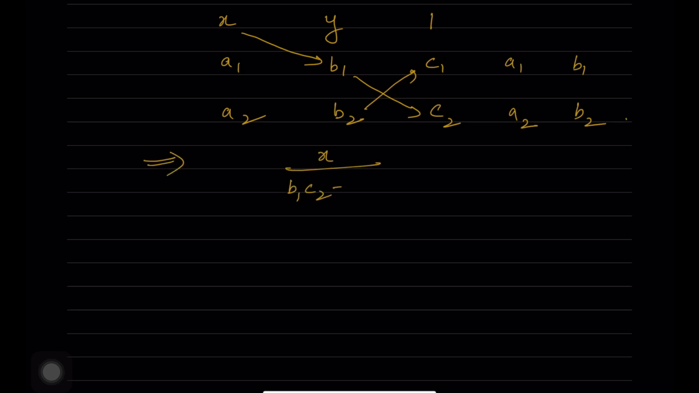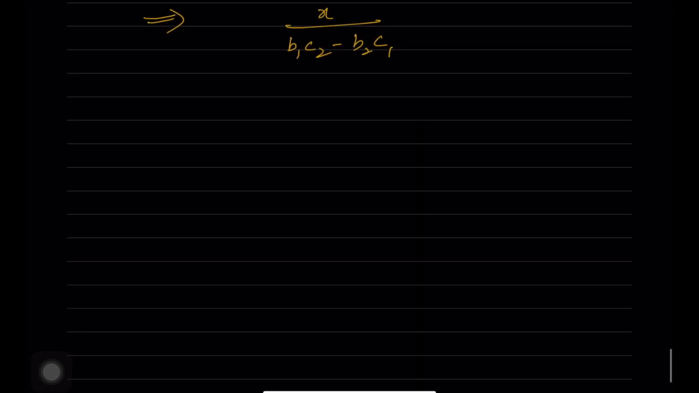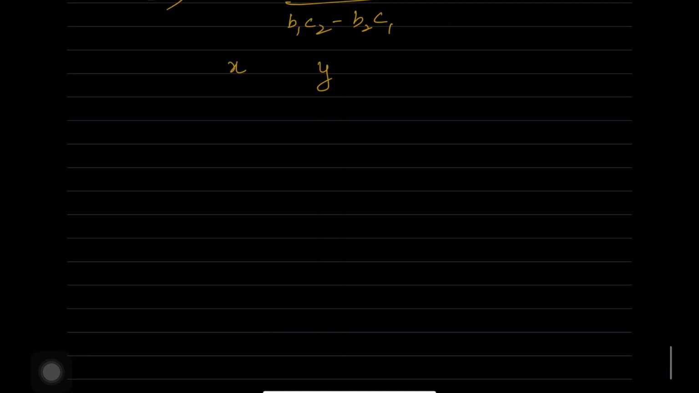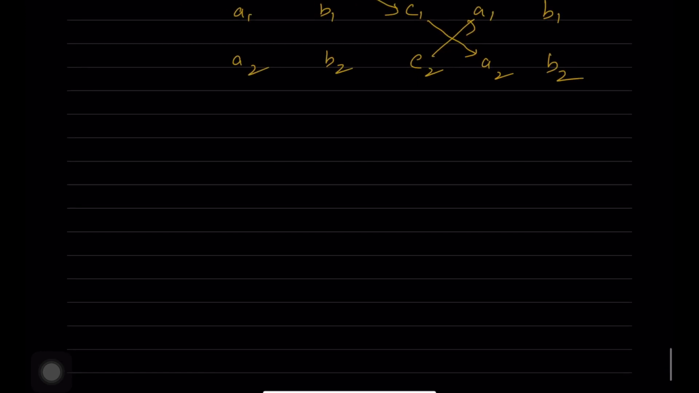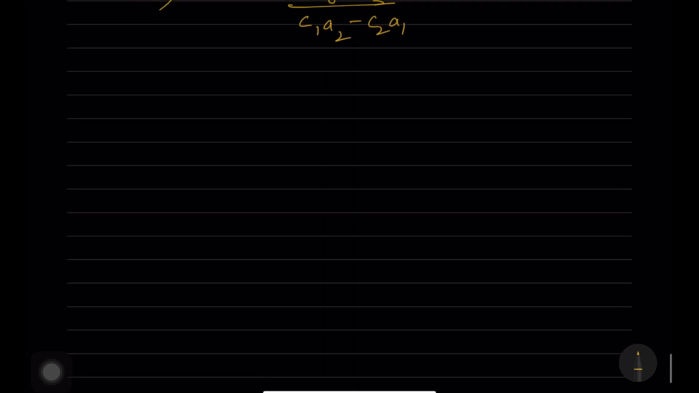Under x we write a1 a2, under y we write b1 b2, under 1 we write c1 c2. Again we repeat a1 a2 b1 b2, and from that we get x by b1 c2 minus b2 c1. Again we write the same: under x we write a1 a2, under y we write b1 b2, under 1 c1 c2. Then again repeat a1 a2 b1 b2. Now we get the y value by c1 a2 minus c2 a1.